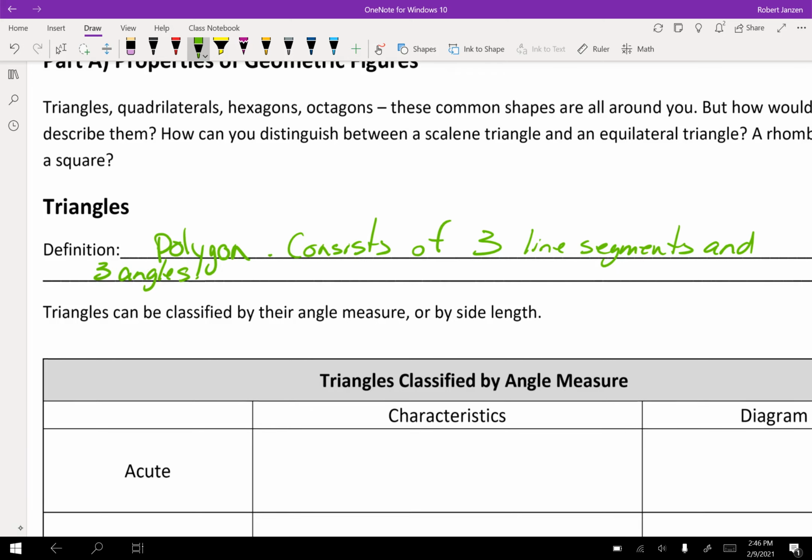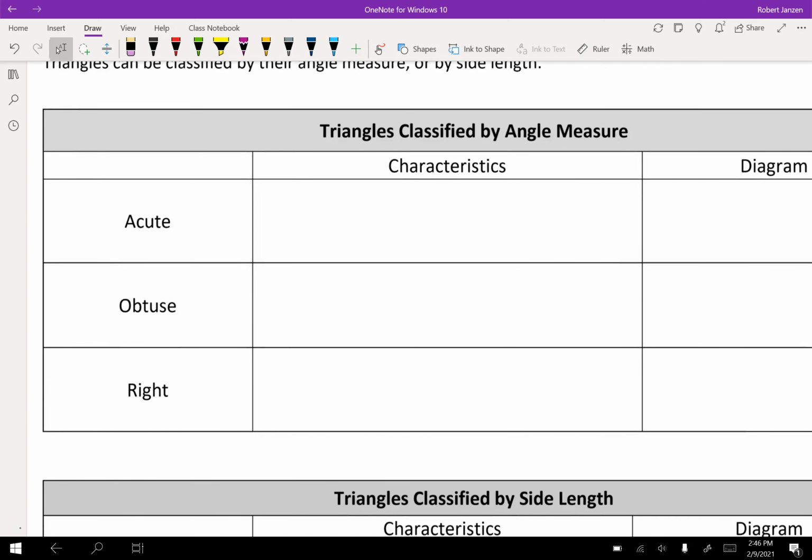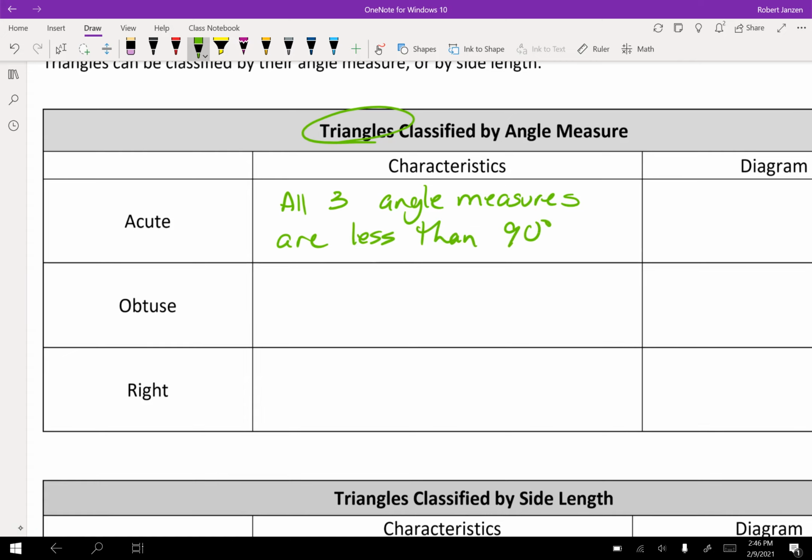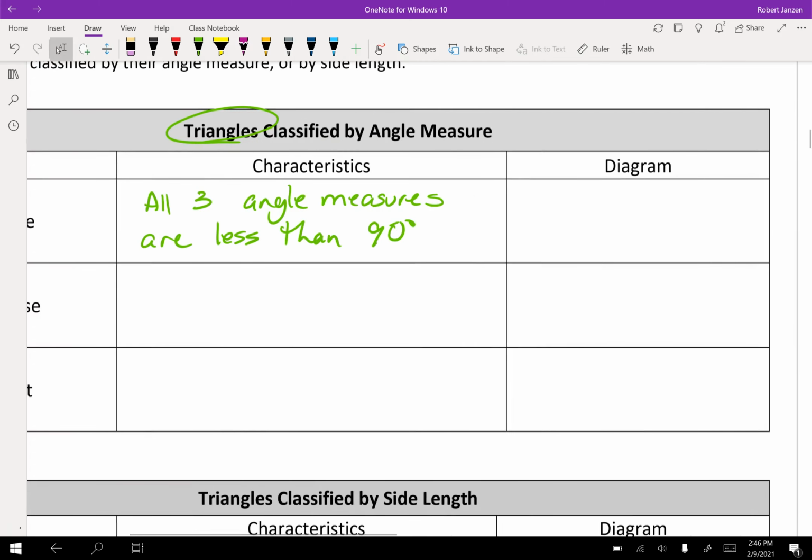Now there are different kinds of triangles. The acute, now we talked about an acute angle, now we're talking about triangles. An acute triangle has all 3 angle measures less than 90 degrees. So this is a triangle that we're pretty familiar with. It looks something like this, a pretty standard looking triangle.